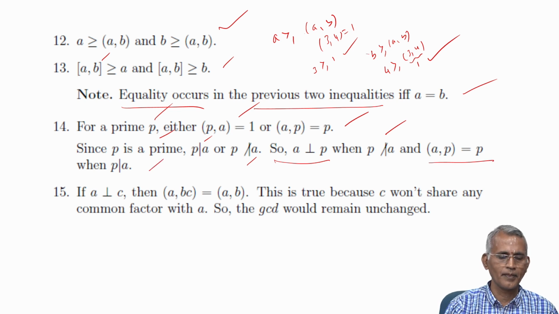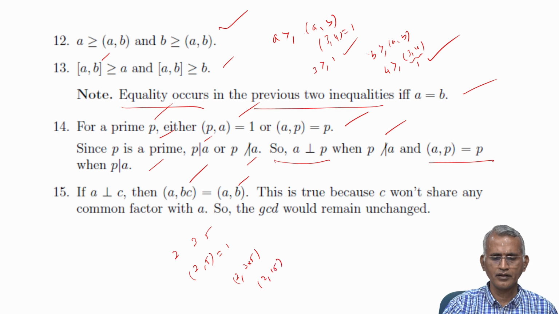and the GCD of A comma P equals P when P divides A. If A is coprime to C, then the GCD of A comma BC equals the GCD of A comma B, both are the same. Say 2, 3, 5: 2 comma 5 is equal to 1, and 2 comma 3 into 5 becomes 2 comma 15. See, this is also 1 and this is also 1, therefore this is true.